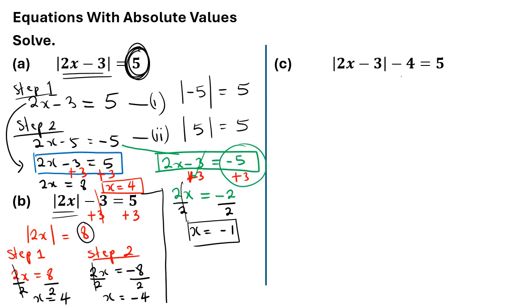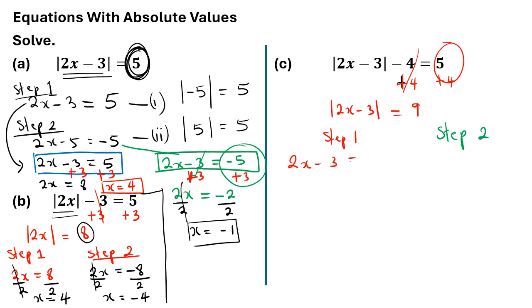So here we are going to first add 4 to both sides. Let me use red. Add 4 and add 4. Which brings us to the absolute value of 2x minus 3 is equal to 9. 5 plus 4 is 9. All right, so here we can go ahead and do step 1 here and step 2 here. For step 1, we have the absolute value of 2x minus 3 equals 9. So we're going to take the absolute value symbol out and set it equal to 9.